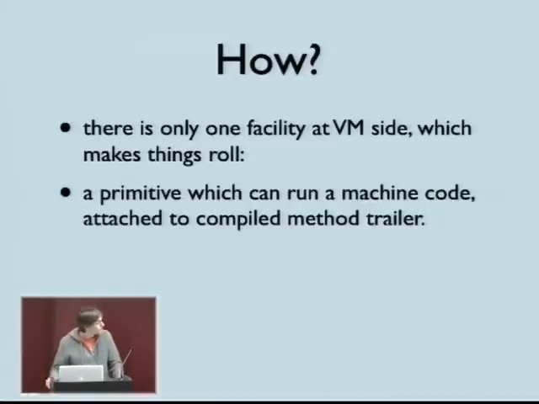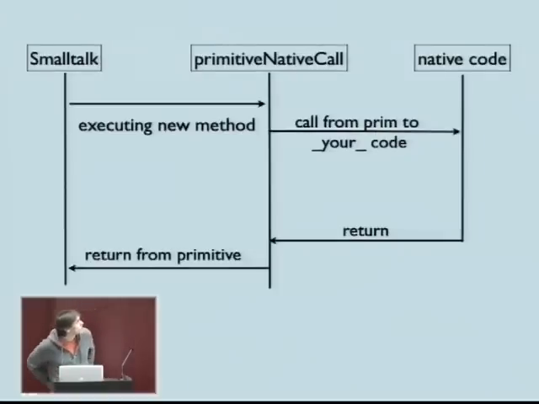So, yes, there is a single central primitive. It just makes a call to native code and there is nothing else interesting at the virtual machine side. So it's very easy and cheap to modify. I first modified the Squeak VM and then the Cog VM, almost without any pain, because it's just simple. So here is how it goes, just a small diagram.